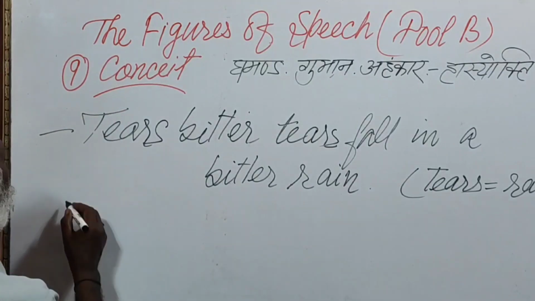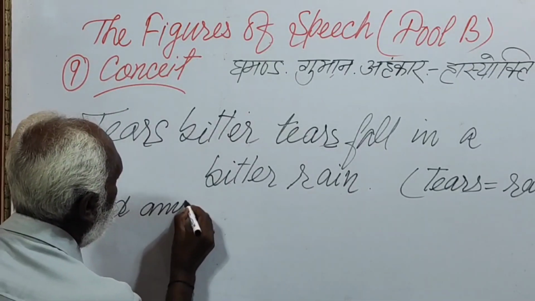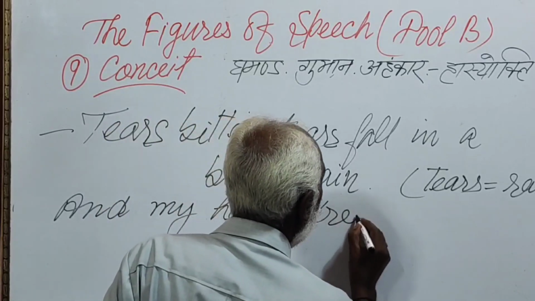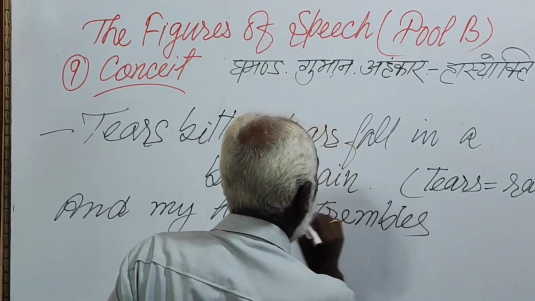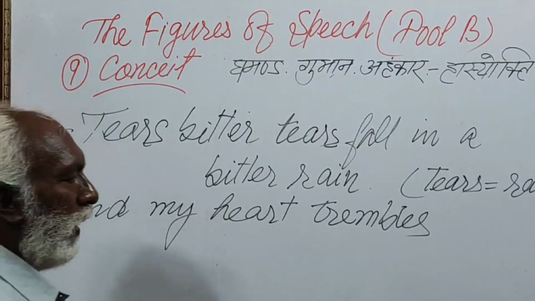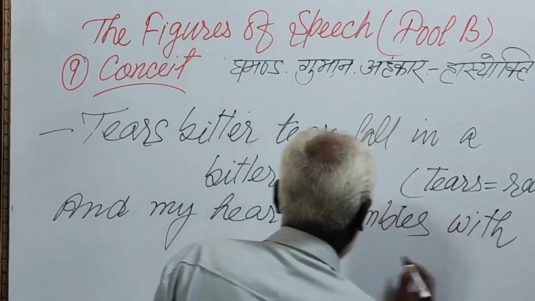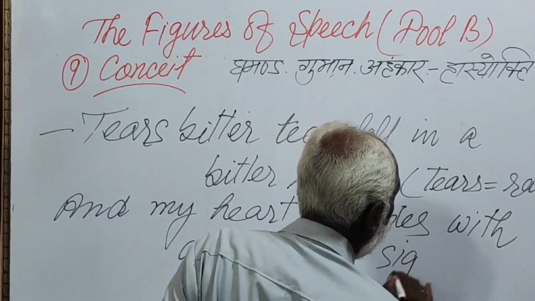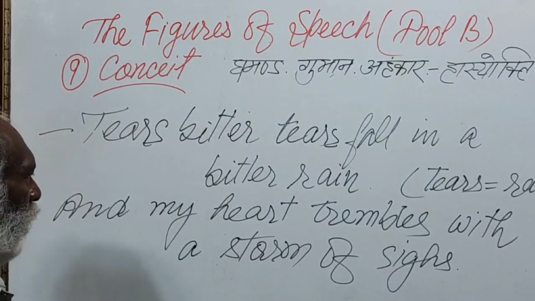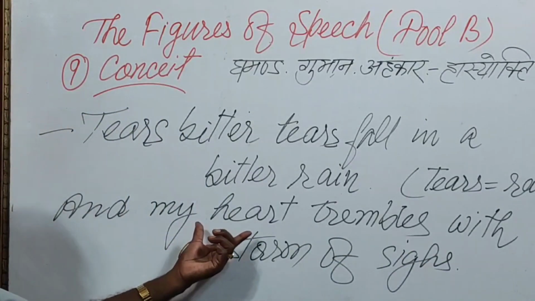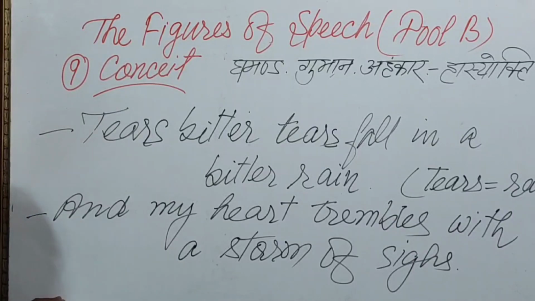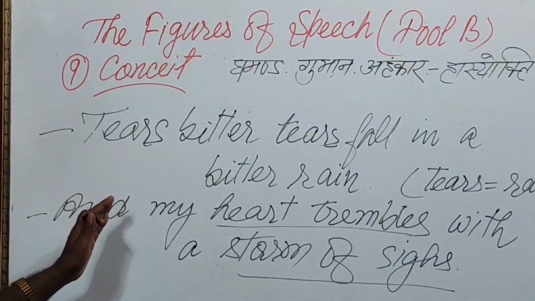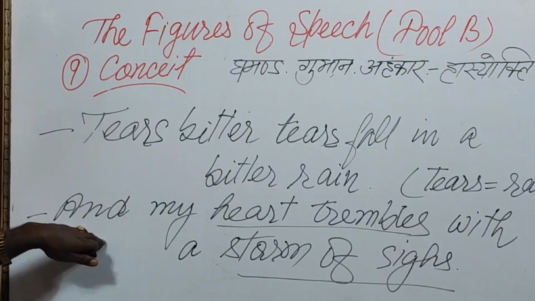And my heart trembles. My heart trembles or beats, with a storm of sighs. With a storm of sighs, my heart trembles. So here you see now the comparison: the heart trembling and the storm of sighs, using a metaphor. So here you see conceit, a very good example of conceit, given here.